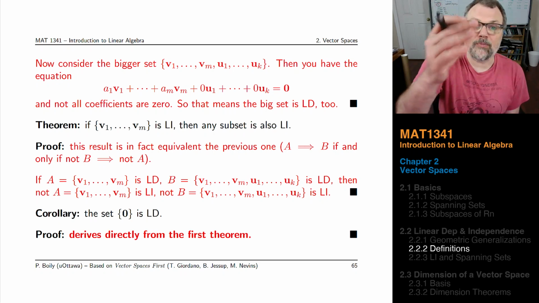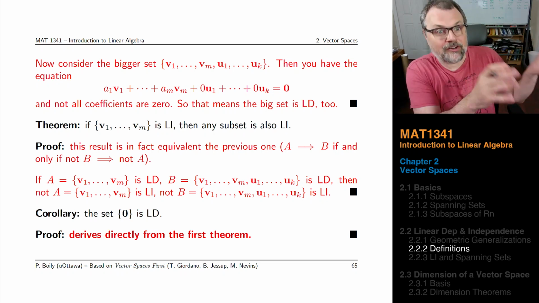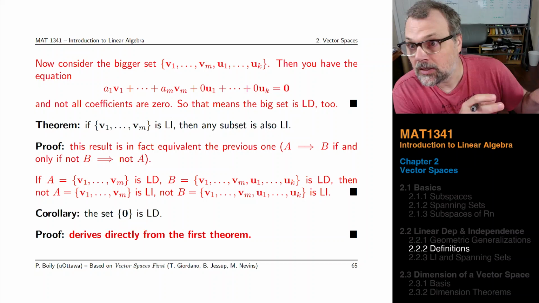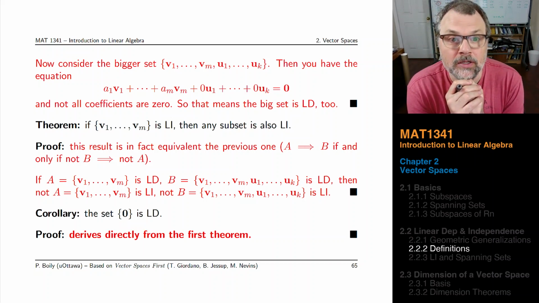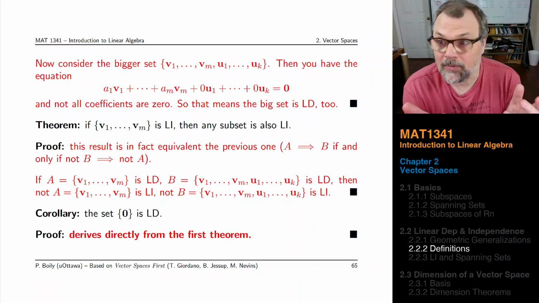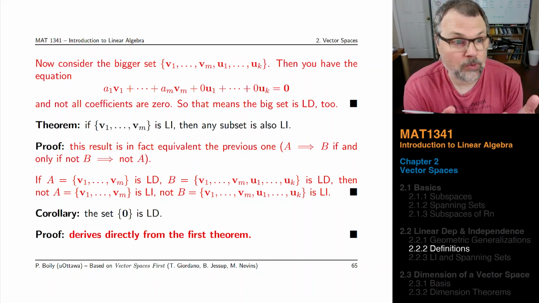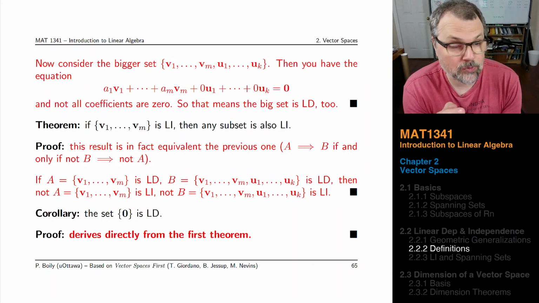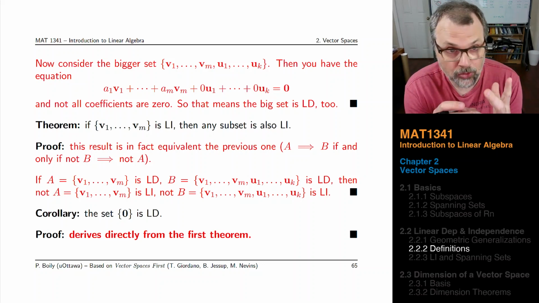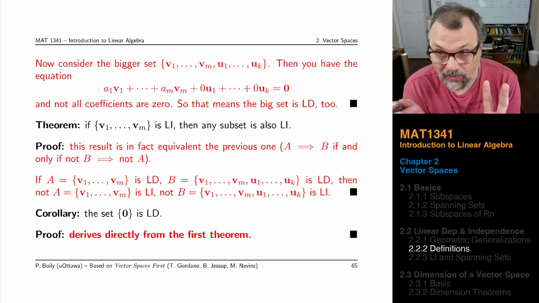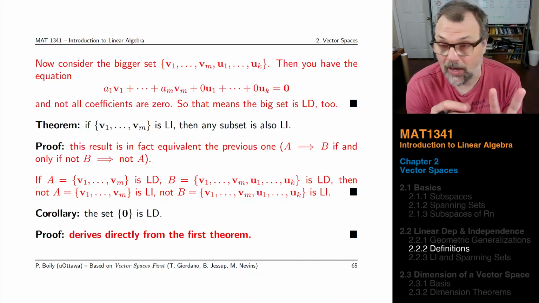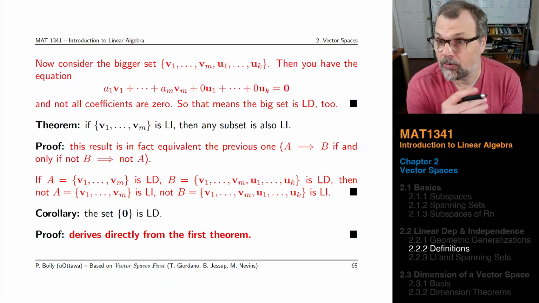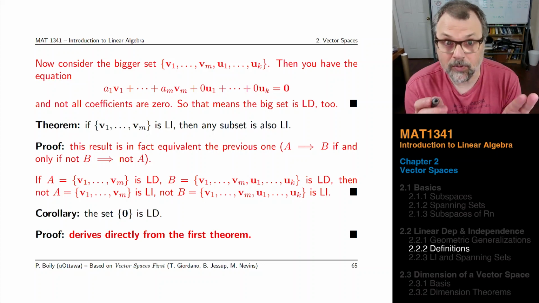Now, let's say that you have a bigger set that at the very least contains the m vectors that we know are linearly dependent. Then you can set up a dependence equation that would look like a1v1 plus a2v2 plus ... amvm for sure, and then with these new vectors 0u1 plus 0u2 all the way up to 0uk. Set that equal to 0. Now that's a dependence equation.